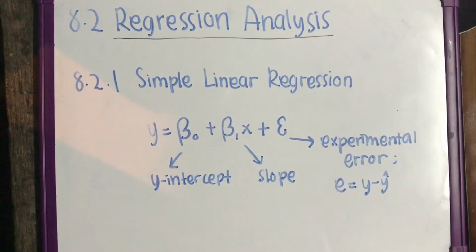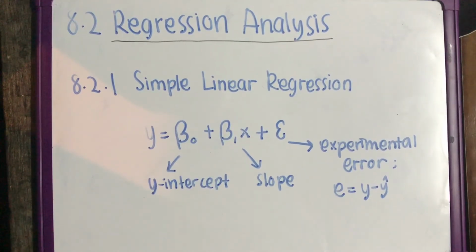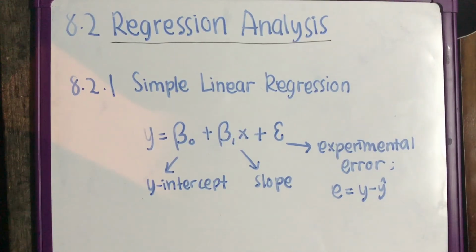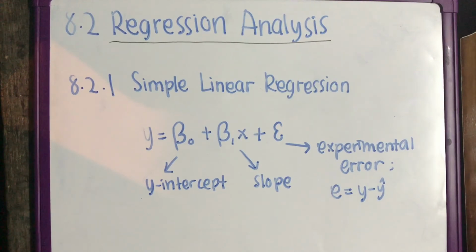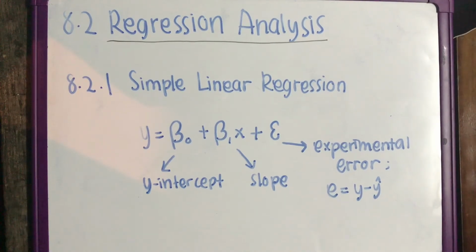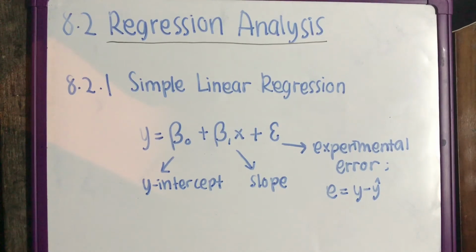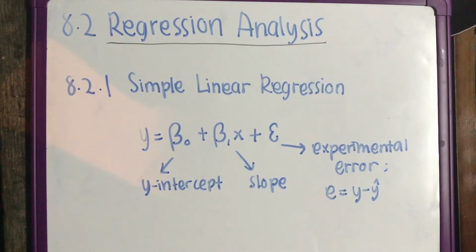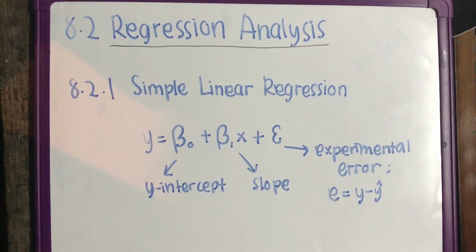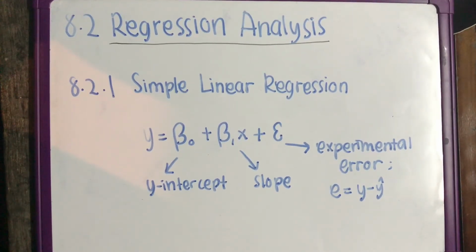Regression analysis. The line of best fit results from an analysis of two related variables. We try to predict the value of the dependent or output variable. The variable we control is the independent or input variable. This equation represents the simple linear relationship between the two variables, where beta naught is the y-intercept, estimated by b naught, and beta 1 is the slope, estimated by b1. Epsilon is the experimental error, estimated by e, equal to y minus y cap.